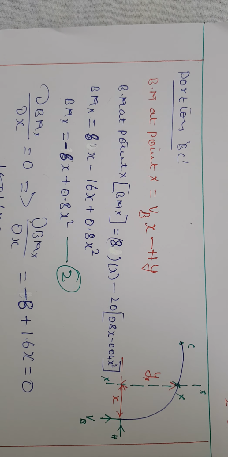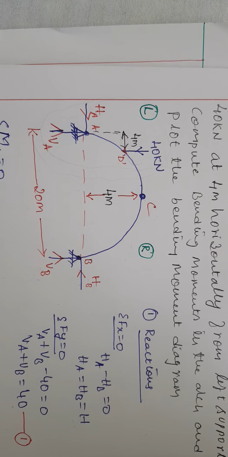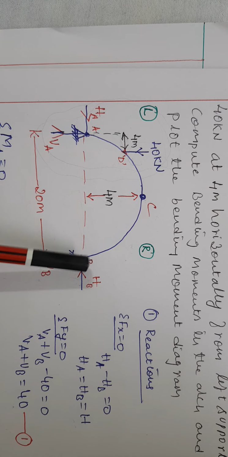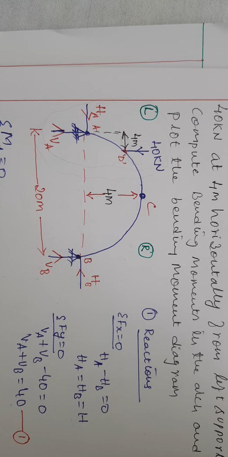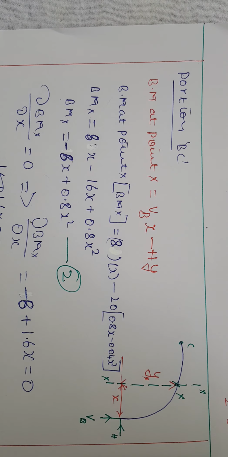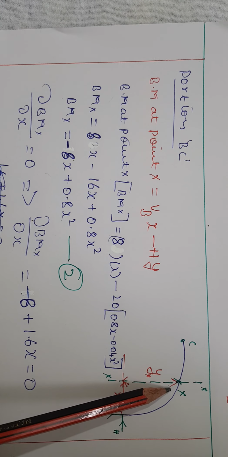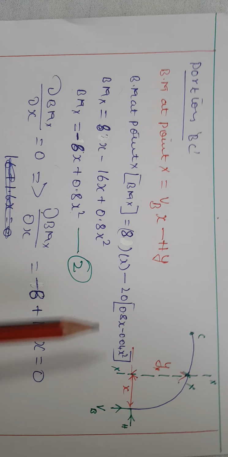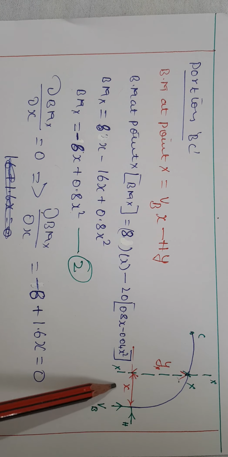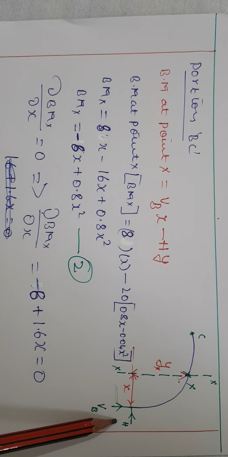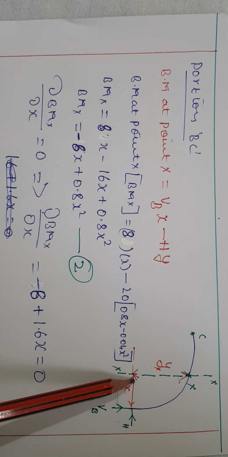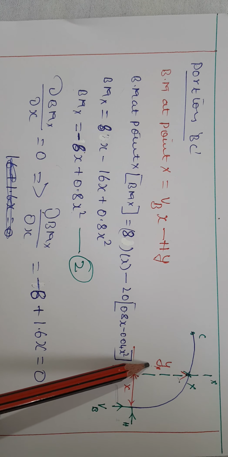Now I consider portion BC, which you can see from the previous problem. This is the problem we are given. So I am considering only portion B to C, which I have written here, and I am considering an imaginary point at a distance x with respect to the right-hand side, and the vertical distance I am considering as y.